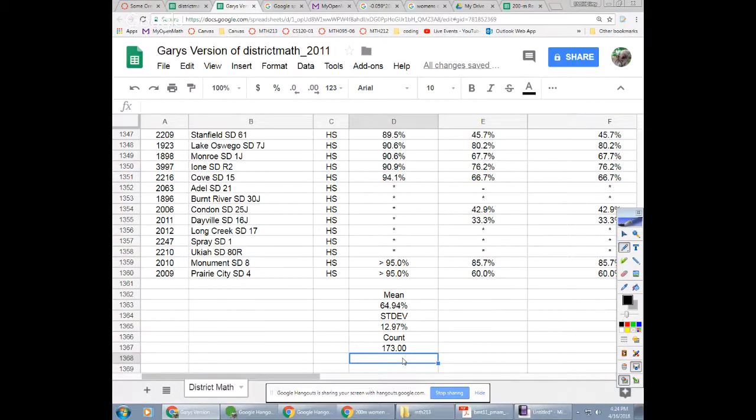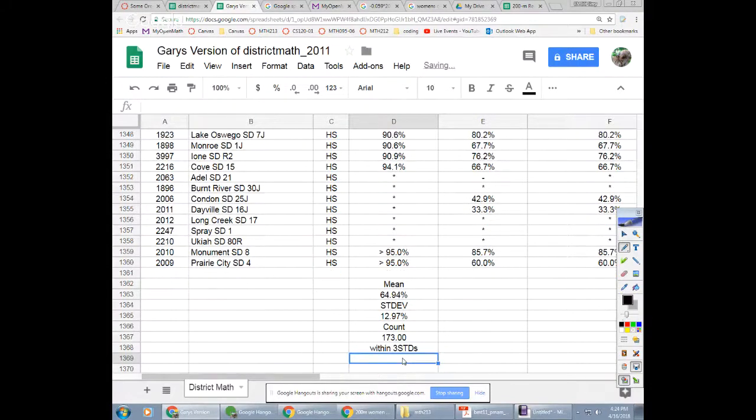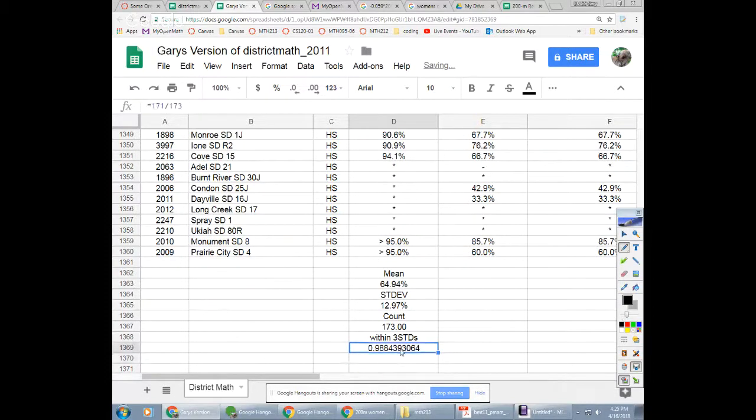So just a note on within 3 STDs, I have 171 out of 173 schools, which is 98.8% of the schools, which is pretty close to what that rule of thumb I gave you said.